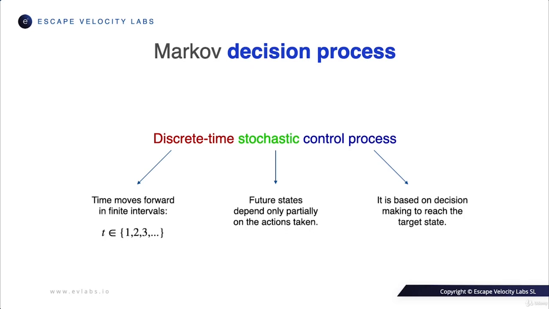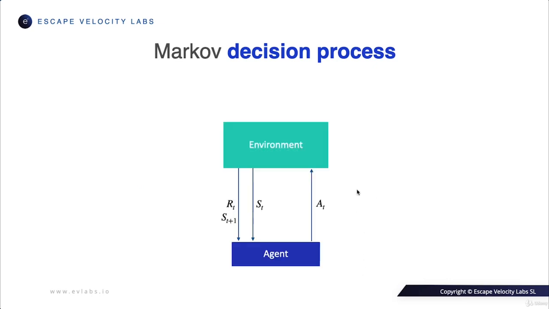Well, it's a discrete time, stochastic control process. It is a control process because it's based on decision making to achieve the goals of the task. It is a stochastic process because the agent's actions affect only partially the evolution of the task. And finally, it's a discrete time process because in the tasks that we are going to represent with this template, time progresses in finite intervals. That is, t equals 1, t equals 2, and so on.